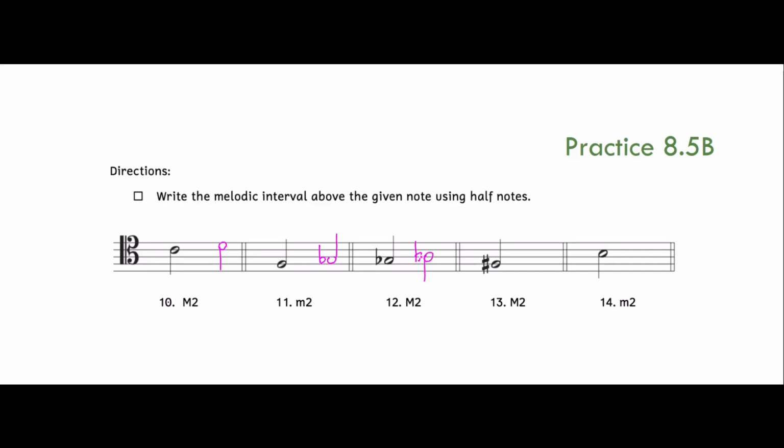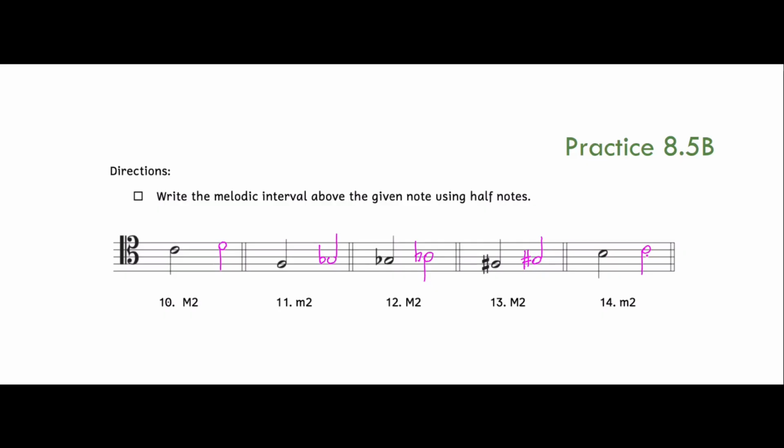Number 13, first we're going to write a second above F, so a second above F is G. Now we need a whole step above F sharp. A whole step above F sharp is G sharp. And number 14, first I'm going to write a second above B, which is C. A half step above B is C, so there's my final answer.